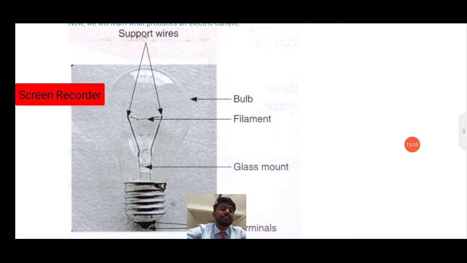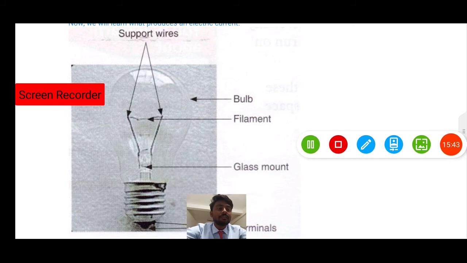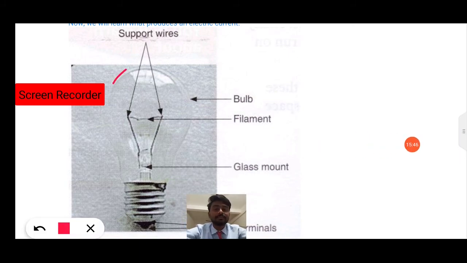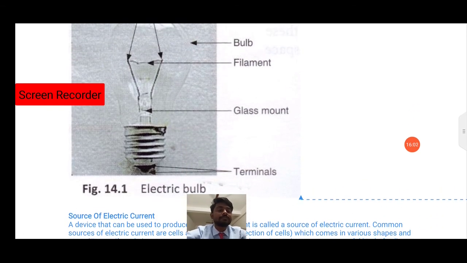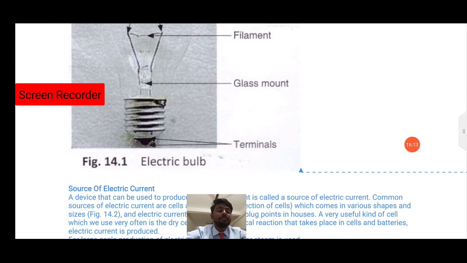You can see the bulb. Already you know about that bulb. So this is one bulb. You can see the external glass here, a cover glass. Inside that glass, a thin wire is there. That is a filament. These are the two terminals at the bottom, and this is the glass mount. So this is an electric bulb.